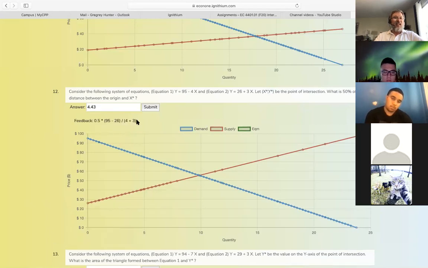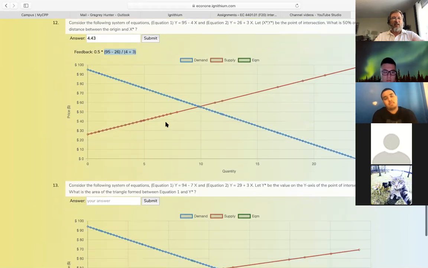And then you can see again, this is our x value that you were just using. You can verify that 95 minus 26 divided by 7 gives 4.43. So we get the right answer.